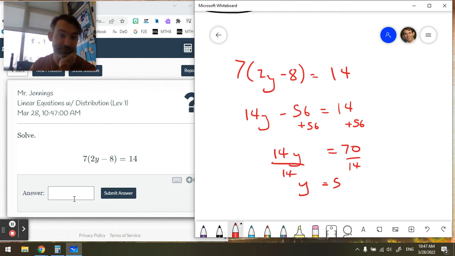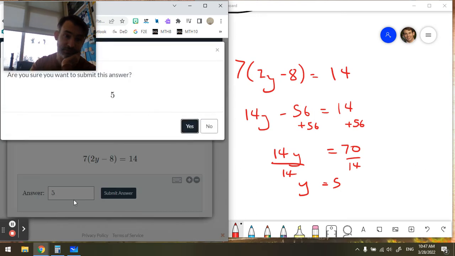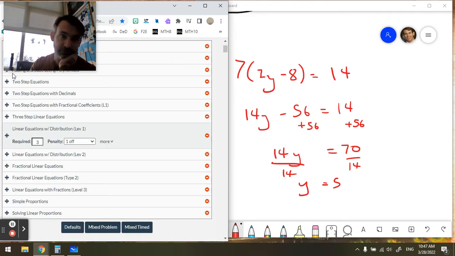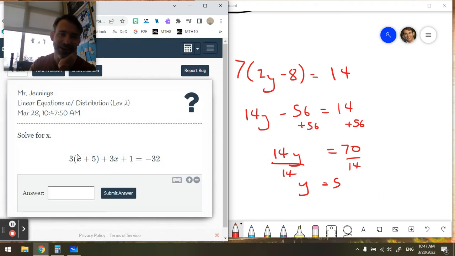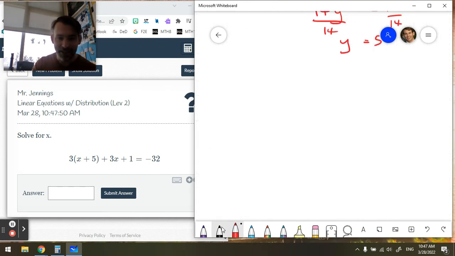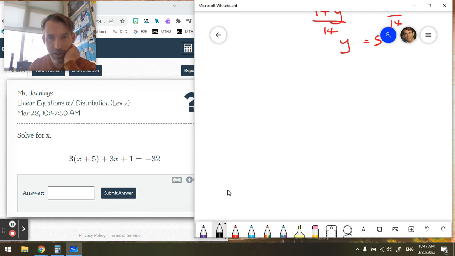Yay. If I look bored, I'm not bored. This is fun for me. Okay, so let's do a level 2 distribution one. Oh, we got more like terms to collect. Please, Mr. Jennings, can we have more of these problems? These are great problems.